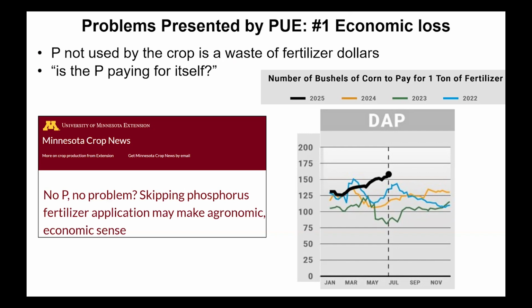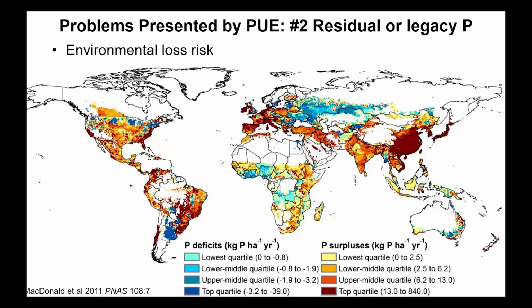The second is that we avoid legacy phosphorus, or this residual phosphorus built up in soils, as depicted here in the map as the yellow to dark red. The yellow to dark red would be a P surplus, which is a different way of saying a low PUE happened. We added more P than what was taken off with crop harvest, so there's a positive balance.